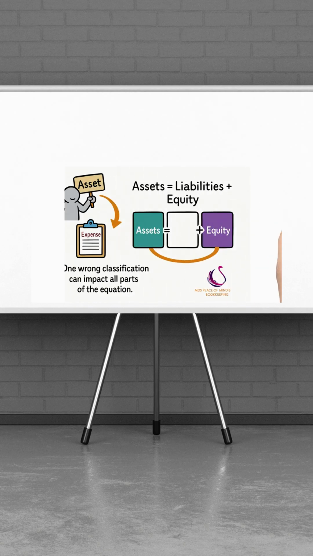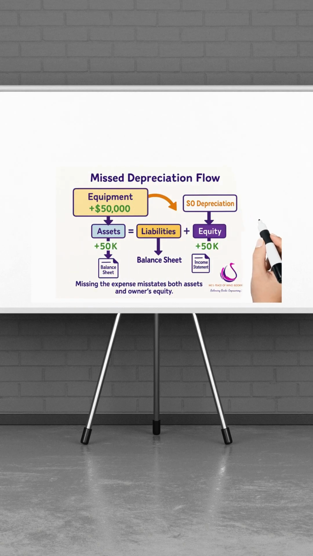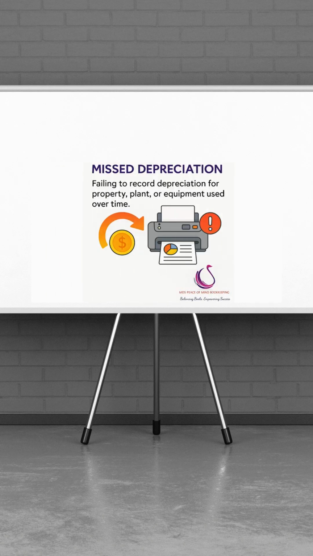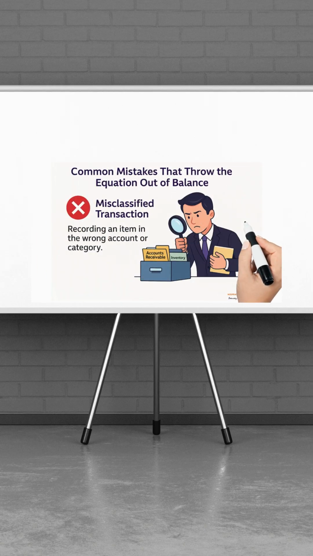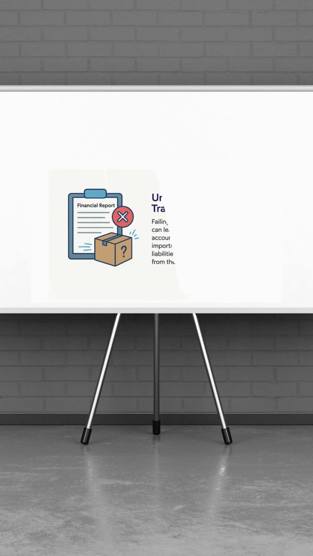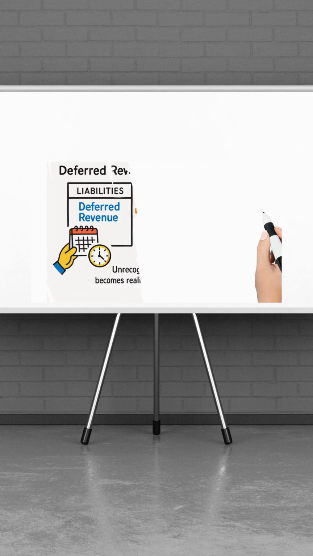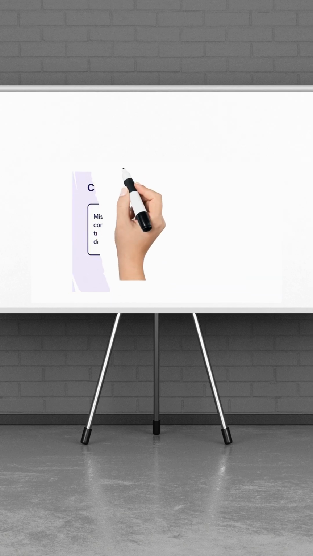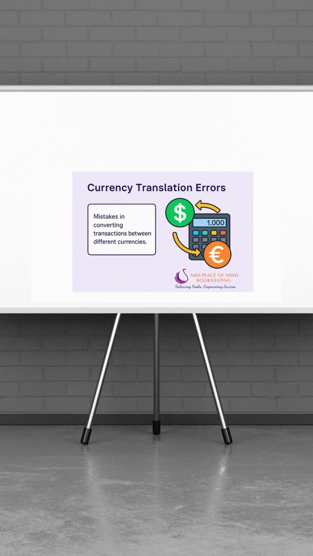So let's do a quick recap. The accounting equation is assets equals liabilities plus owner's equity. Assets are what you own, liabilities are what you owe, and owner's equity is the owner's stake in the company after all debts are settled. Every single business transaction affects at least two accounts, and the equation must remain in balance every single time. This principle is the backbone of double-entry bookkeeping and links all your financial statements together, ensuring their accuracy.